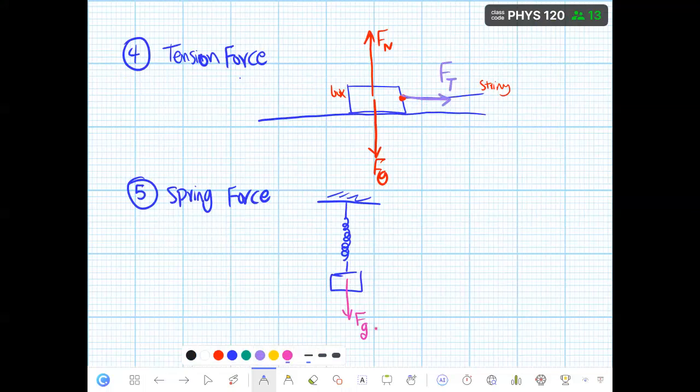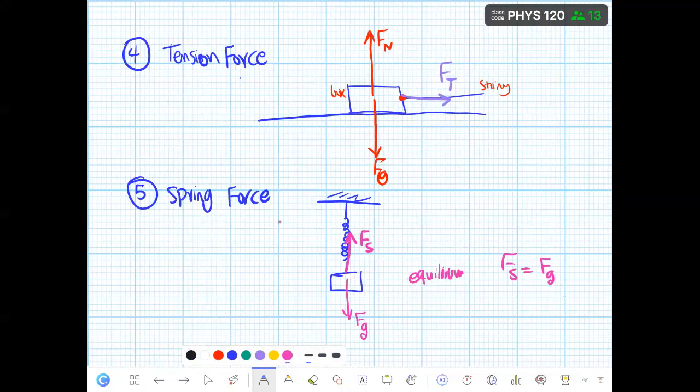So whenever we have a spring, the spring will exert force on the object. This force is called a spring force. And we show the spring force with Fs. If the system is in equilibrium, Fs should be equal to Fg. But you will see in the Thursday lab that it is not always in equilibrium.